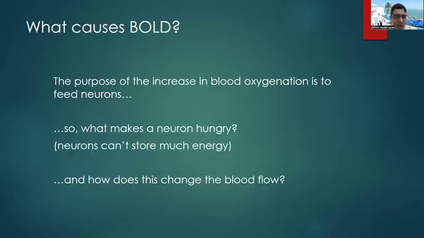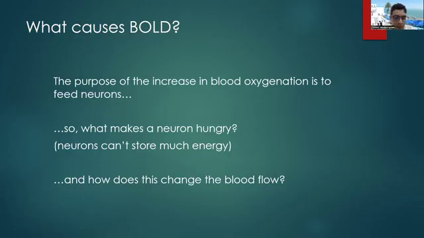So what's the cause of BOLD, the blood oxygenation level dependent? The purpose of the increase in blood oxygenation is to feed neurons. So what makes a neuron hungry? You know that the brain's consumption in terms of glucose, in terms of blood, is around 25%, and just to keep in your mind, the mass of our brain is 2% to 3% of our body.